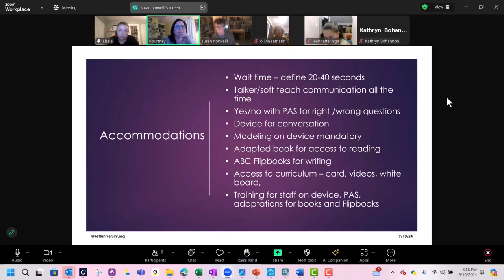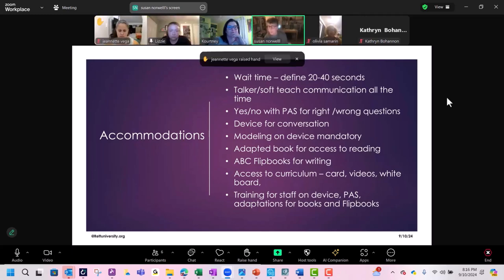And so in that IEP, you have to spell this out and let them know what that means. That modeling on the device is mandatory. That if you had a deaf kid in your class, you'd have a signer there signing to them all the time so they could learn their language. Explain that it's the same with a device.